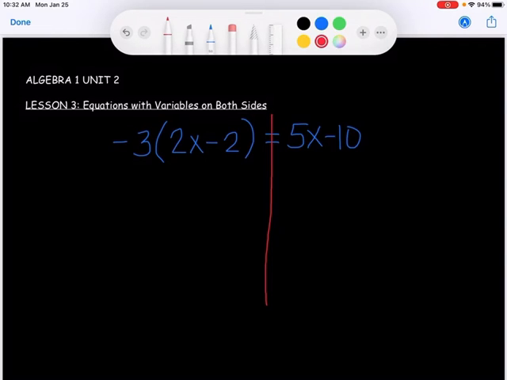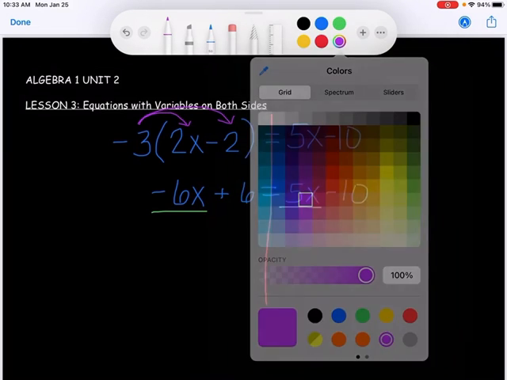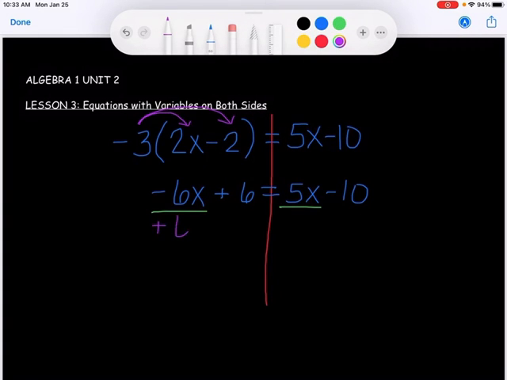So I'm going to go ahead and distribute this negative 3 because it's negative 3 times this whole quantity. So negative 3 times 2x is negative 6x. And then I've got negative 3 times negative 2, which is a positive 6, equals 5x minus 10. Now I want to get my x's together. So I need this negative 6x and this 5x. I need to combine those. And you can move whichever one you like, but I think it's best to add 6x to both sides. Since it's minus 6x, I do the opposite, which is plus 6x. And what you do to one side, you've got to do to the other.